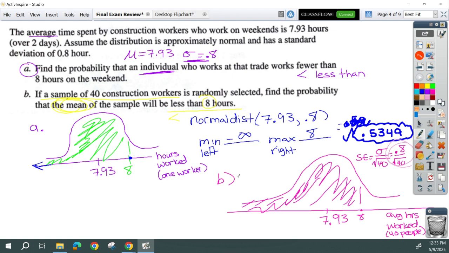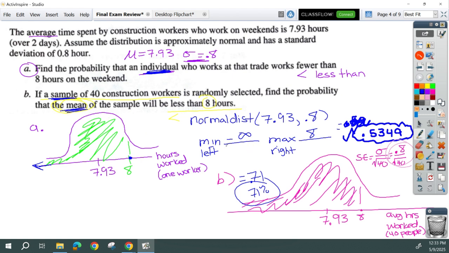So my answer down here would be, we could say 0.71, or we could say 71%. And so you can see there is a difference. The first one is when we're talking about individual data points. The second one is when we're talking about a sample average. So something to look out for when you're doing these normal model questions and practicing and reviewing for the final is, are they asking about one individual or are they asking about a sample mean?